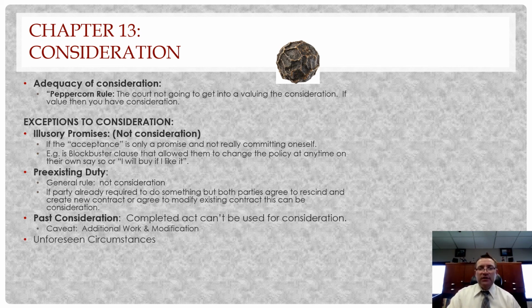So additional work or a modification of work happens all the time in construction scenarios where somebody wants something different, a different type of cabinets, different type of flooring, whatever it may be. That's a modification, or they've decided they want something additional done, right? You can do all those things and then change the entire contract because there's something different happening at that point in time. All right, so additional work or modifications can be used as consideration.